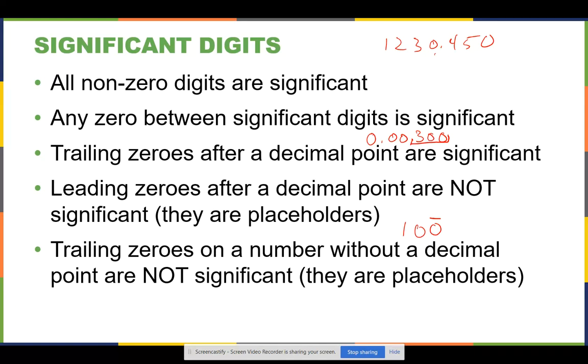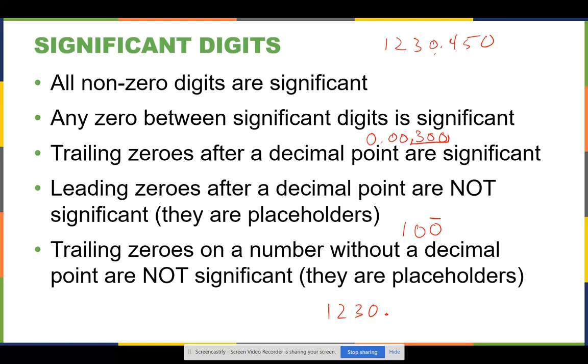One more thing that I did not say. If I had 1, 2, 3, 0 with a decimal point, that decimal point is a way of saying that all the numbers to the left of it, unless it's all zeros to the left of it, are significant. I mean, if you write 0, 0, 0 point, well, that doesn't make any of those zeros significant. But if there's a 0 there, it makes it significant.